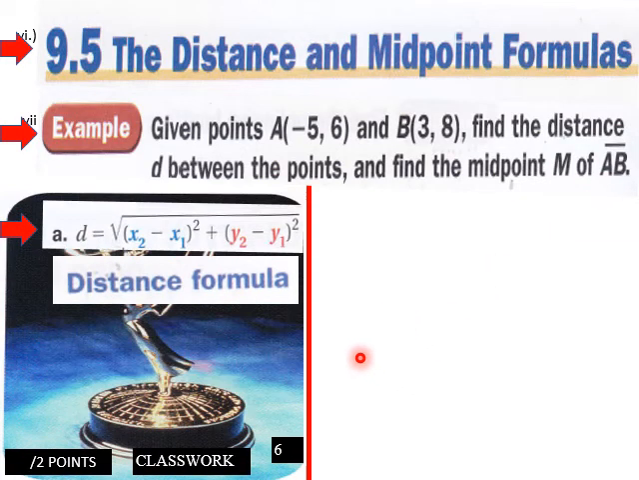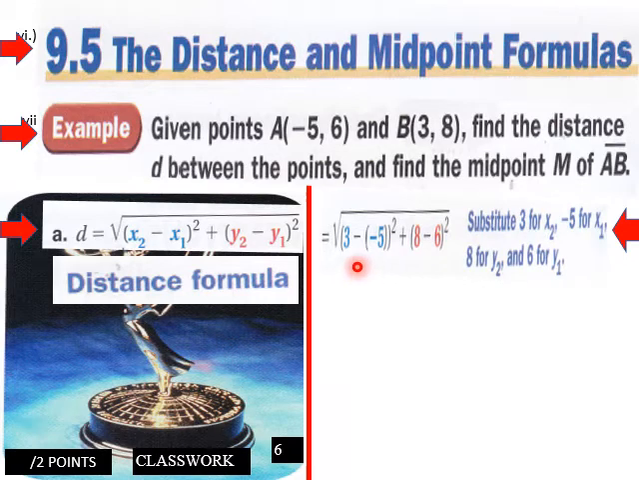So what we have here is our distance formula: D equals the square root of x2 minus x1 squared plus y2 minus y1 squared. You should know that by now. So we're going to plug in our values: 3 minus the negative 5 squared plus 8 minus 6 quantity squared. So we're going to substitute 3 for x2, negative 5 for x1, 8 for y2, and 6 for y1.